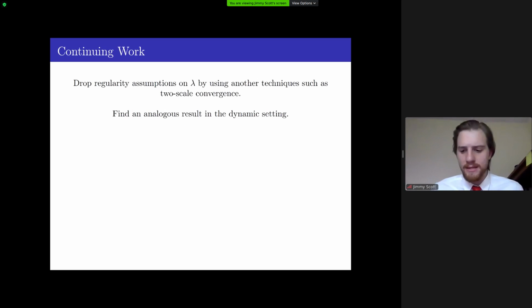So like I said at the beginning, this is in a very idealized setting, and we'd be really interested in trying to do this for more general inhomogeneities, or to try and treat a more general boundary value problem, rather than just showing convergence of operators that we can invert. We'd really like to see an application to problems in the literature. We were also interested in finding an analogous result in the dynamic setting.